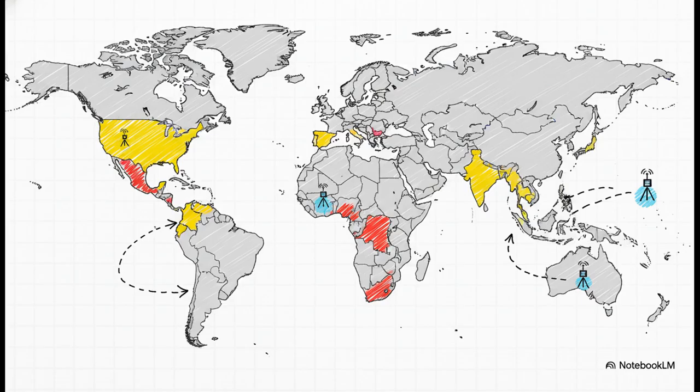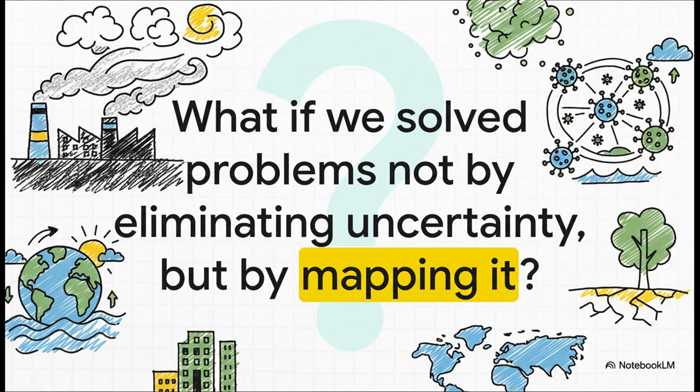It's brilliant. And that leaves us with one last big idea to chew on. This whole approach isn't just for air pollution. Think about other huge global challenges, climate change, disease outbreaks, you name it. What if the key isn't to get rid of uncertainty, but to map it and then use that map as our guide to understanding the world a little bit better?